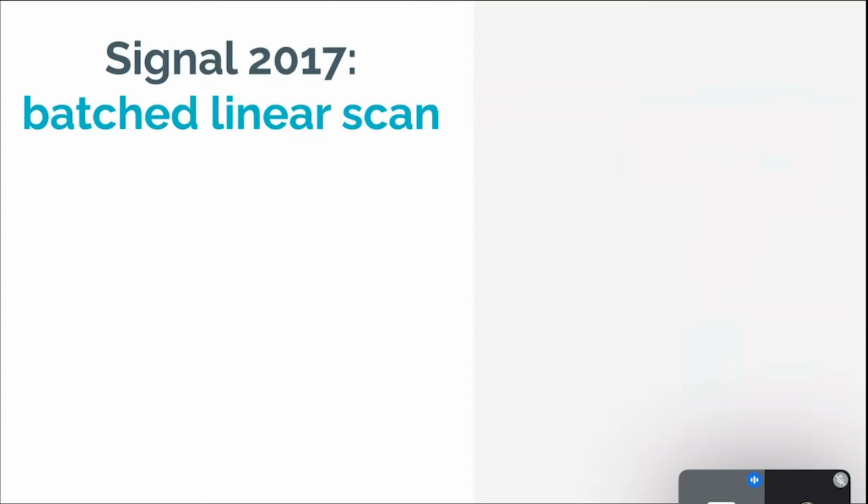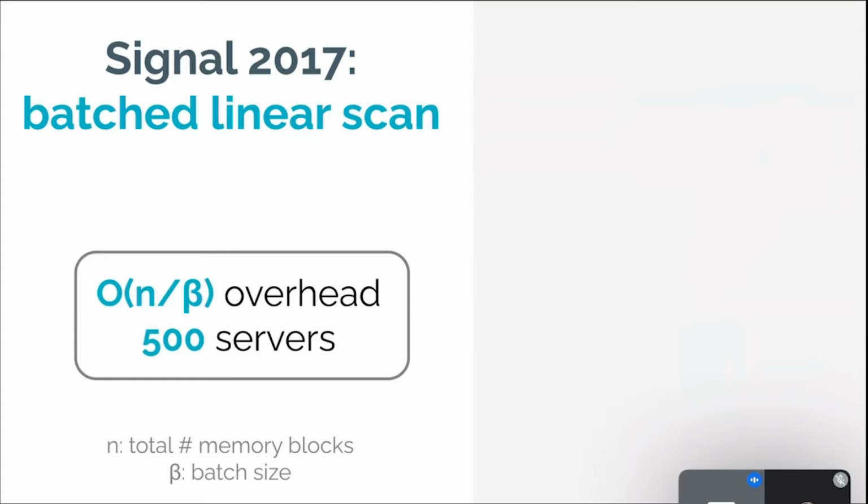So they do something slightly more clever, like they take a batch of requests and they serve a batch in a single linear scan. Nonetheless, it's still very expensive because their user database has billions of users. So the overhead of this approach is like n over beta, where n is the number of users and beta is the batch size. So with batch linear scan, they used to have 500 servers to be able to serve all their workload.